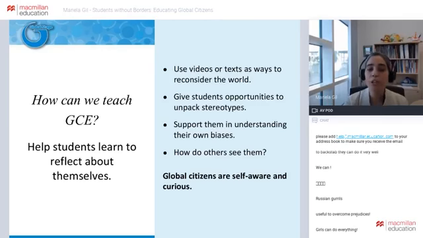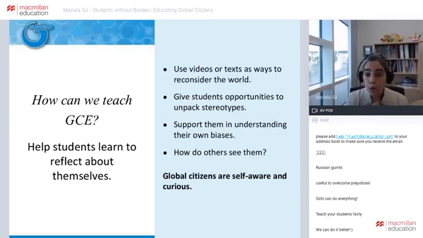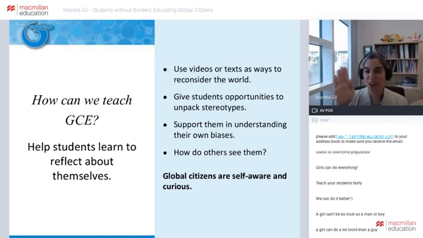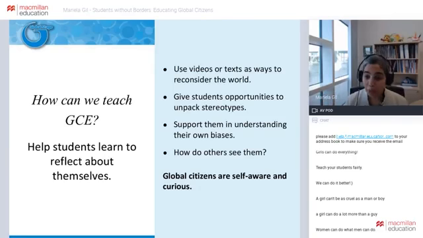So you can use videos and texts as ways to think about your own stereotypes, your own thoughts that are not giving others full humanity, that are looking at others as a cardboard cutout. So support your students, find opportunities for them to reflect on what their own stereotypes are and what their own biases are.